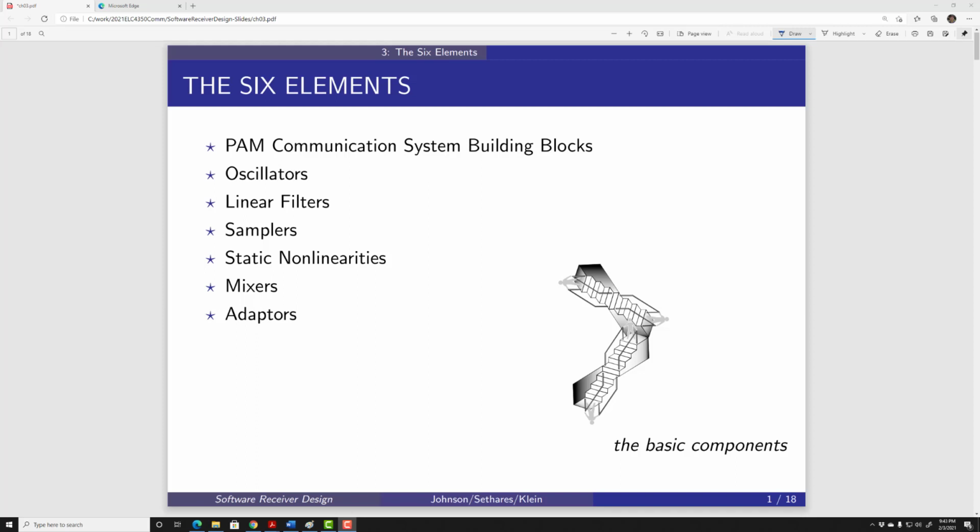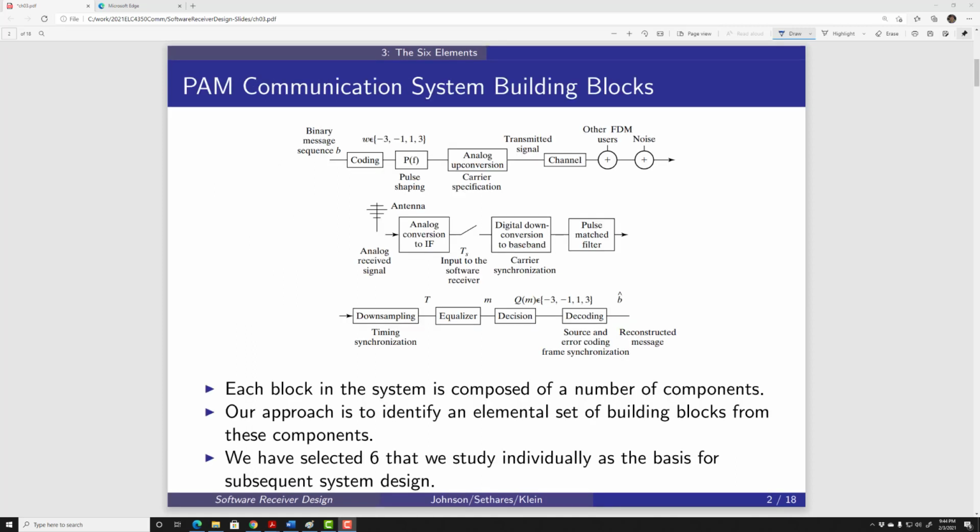In this video, we are going to discuss 6 basic elements of a communication system. This is according to Chapter 3 of the book Software Receiver Design. These 6 elements are oscillators, linear filters, samplers, static nonlinearities, mixers, and adapters.